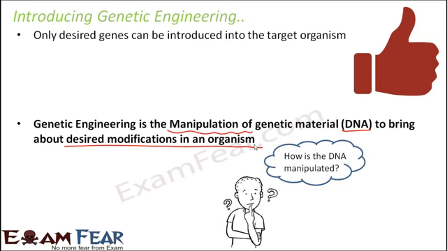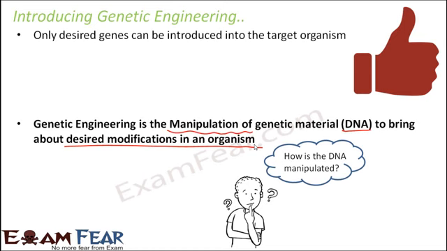Now the question is, how is the DNA manipulated? The manipulation of DNA is not a very simple process. It is a complex process which involves various processes, various tools as well as techniques, and that is why we call it biotechnology, because we are playing around with the genes. Genes are nothing but life. So we are playing around with life, but for that we need a lot of tools and techniques. So that is where technology plays an important role.